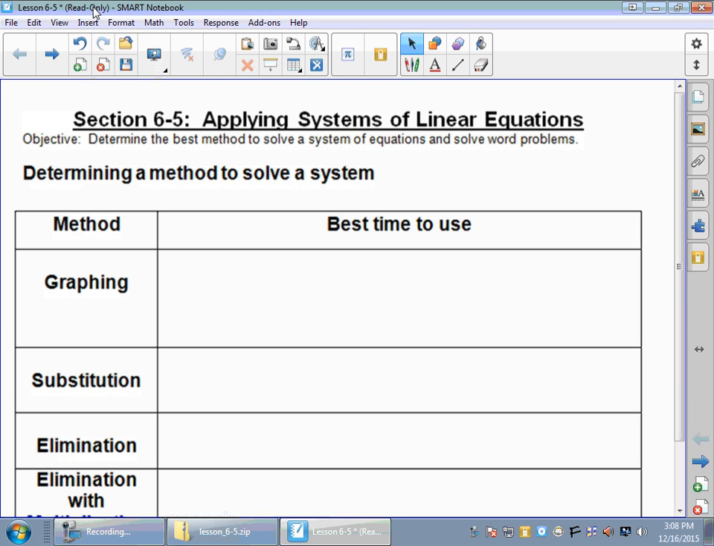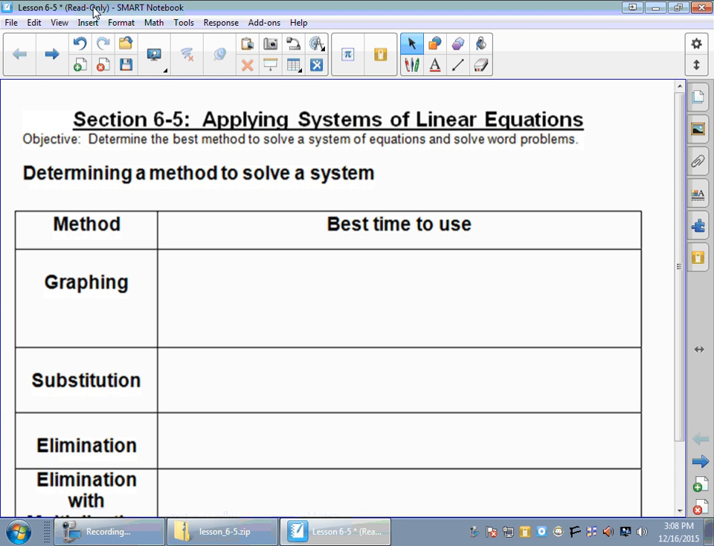Welcome back. This is section 6.5. We are applying systems of linear equations. We are going to apply all the different methods that we've learned to solving systems of equations. We're going to try to apply the best method for the particular problem. There's some strategy with that.